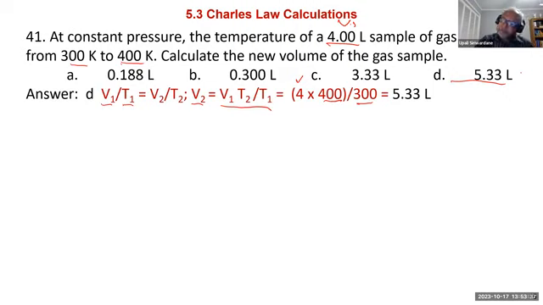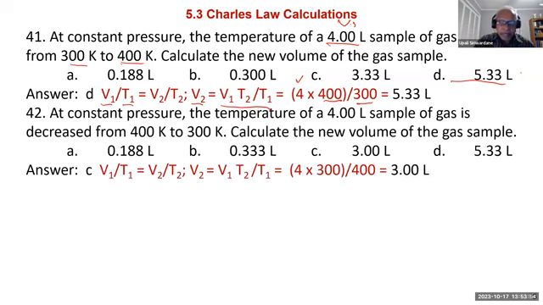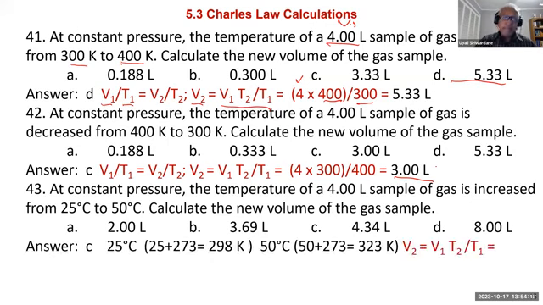Now, if you look at these questions, it's pretty simple to calculate the unknown value of a variable from the given data, either Charles law or Boyle's law or Charles law. Similar calculation. Calculate the new volume. You get the same equation, same type of calculation. Now the question is different. You get 3 liters. I'm not going to go through each one of them. This is Charles law calculation.